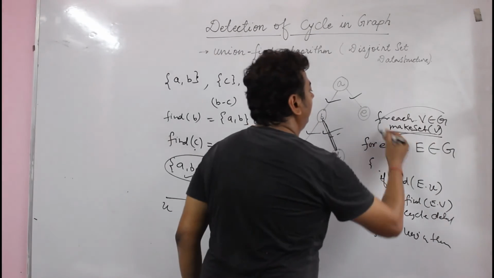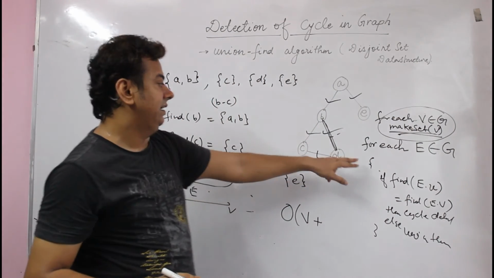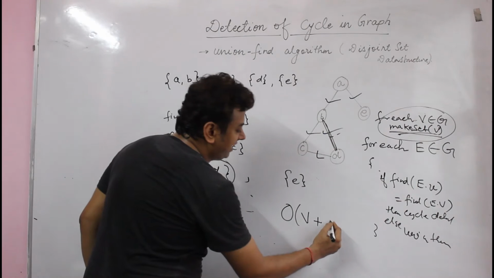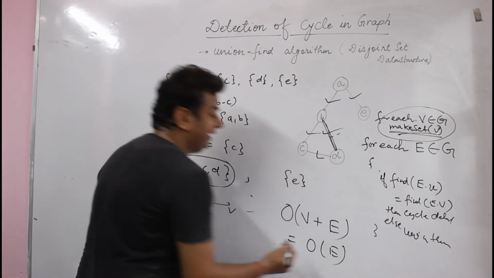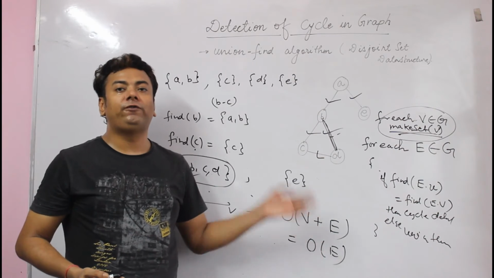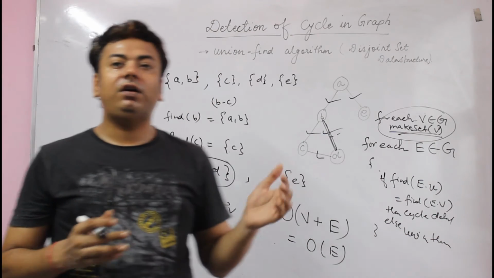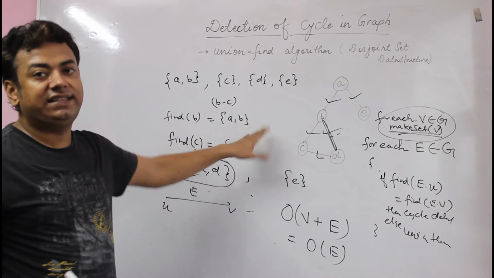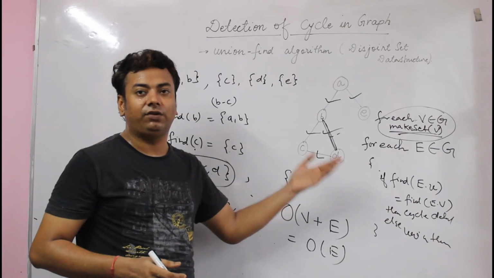So this will be order V. For each of the edges, we find the parent of it. So V plus E, which is nothing but O of E. But this can be improved to O of log E by using union by rank or path compression. We will see in the next video how we can improve the efficiency of this algorithm.